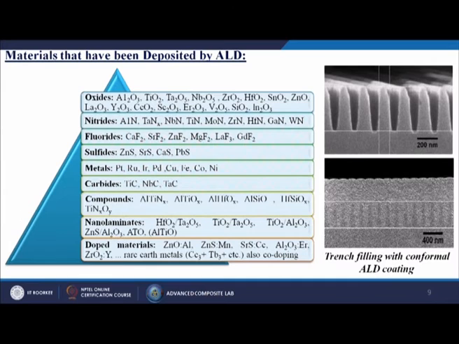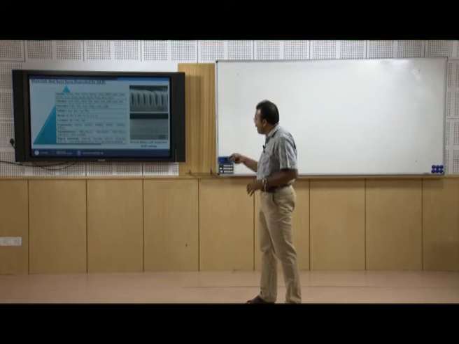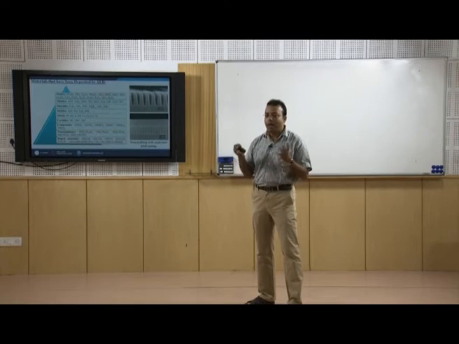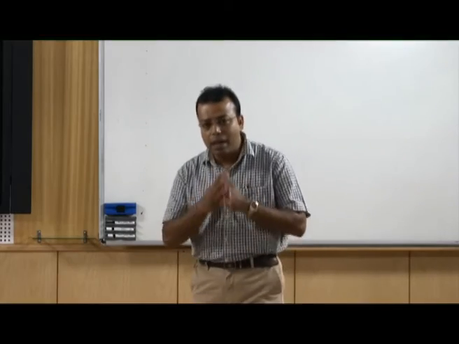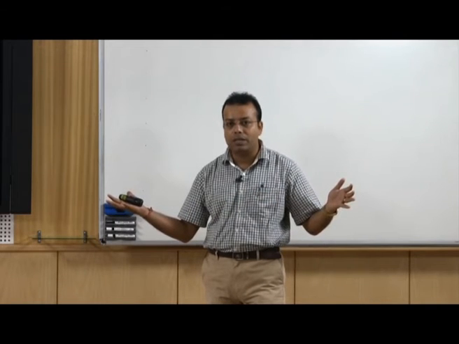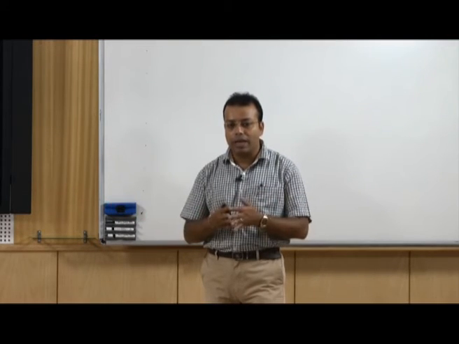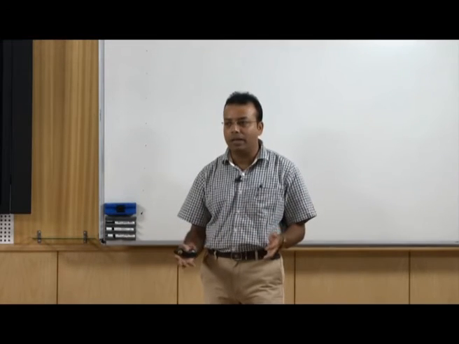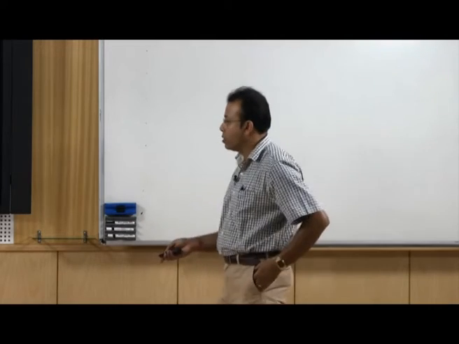It is a mixture of different materials like titanium dioxide and tantalum oxides, doped materials like zinc oxide with aluminum, then zinc sulfide with manganese, or maybe aluminum oxide with erbium, some kind of rare earth materials like yttrium also can be done as a co-doping. So, from this particular chart you can understand that we can use several materials for the ALD process. It has huge versatility in applications. So, there is a whole range of materials that can be deposited by this ALD process.